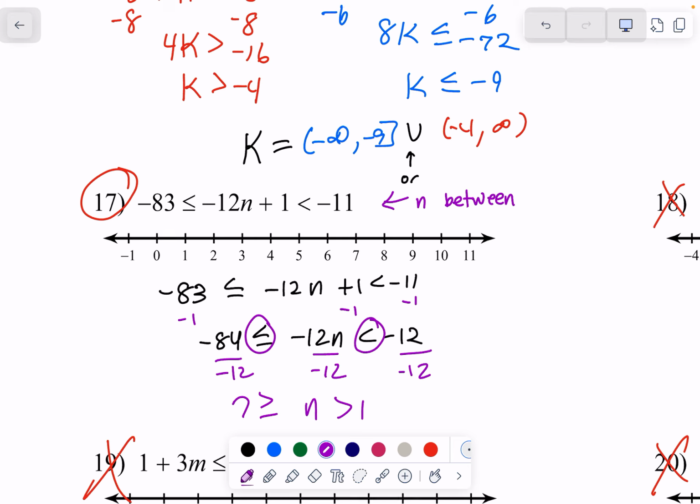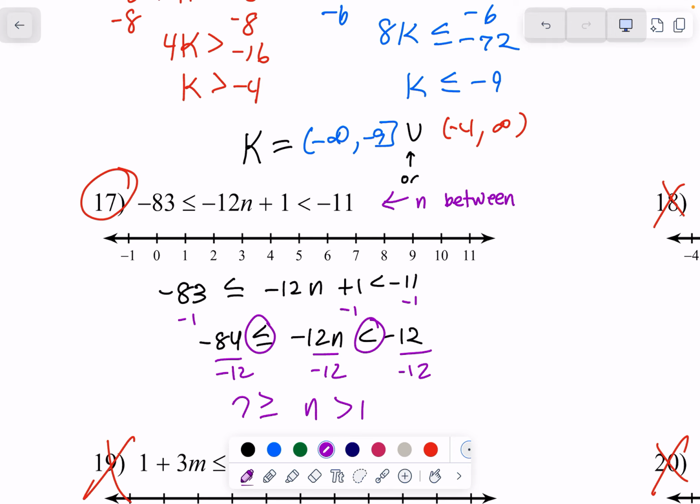Is what we got in number line order? No, it's not in number line order. Does it make sense mathematically that a number can be less than 7 but more than 1? Yes, it makes sense, but we want it to follow number line order.